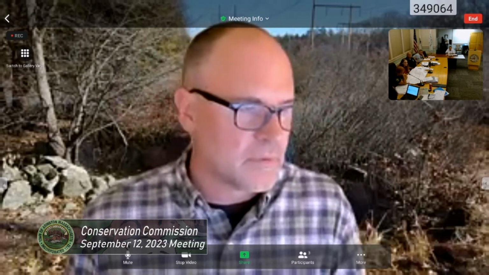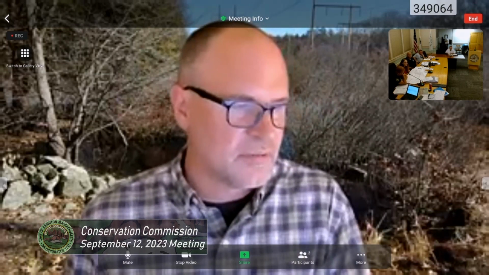So, we don't really need the demonstration of upland versus wetland. We're trying to determine what's in that location that connects the two wetland systems. And are you proposing a microplot?